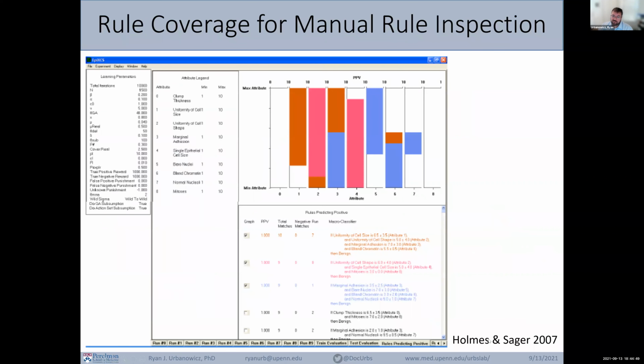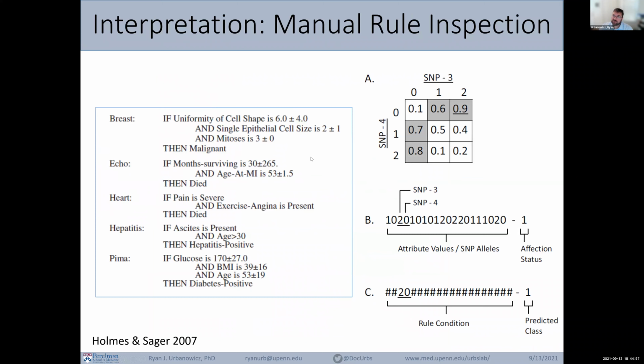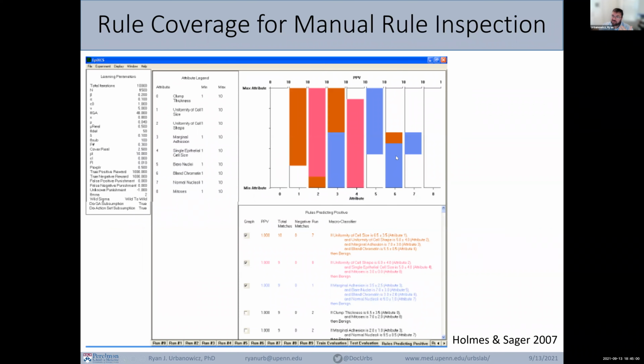Growing off of John Holmes' work in 2007, they made this nice visualization to not only provide the rule in text format like you're seeing here, but also to help further explain what the features included in the rules are, and what the value range of that rule is when predicting high or low risk. So there was some early work, which is really nice, but unfortunately hasn't been expanded upon yet, to take the output of a rule-based machine learner and make it easily interpretable for someone who is not a machine learning expert. And this is something that we revisit all the time.